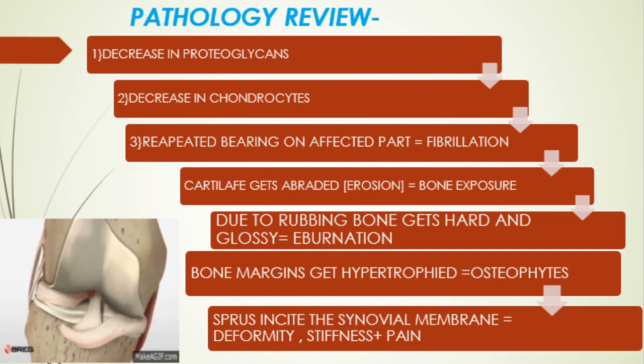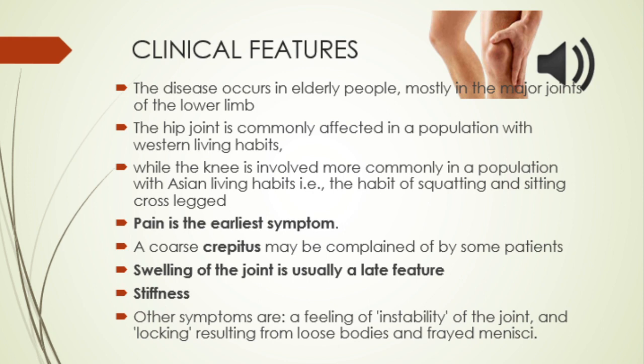Next, we will see the clinical features of osteoarthritis. What will be the clinical features, the signs or symptoms in the patient? The disease occurs in elderly people, as we are seeing, because as one ages there is wear and tear of the joints, so it is seen mostly in the major joints of the lower limb. The hip joint is commonly affected in a population with western living habits.